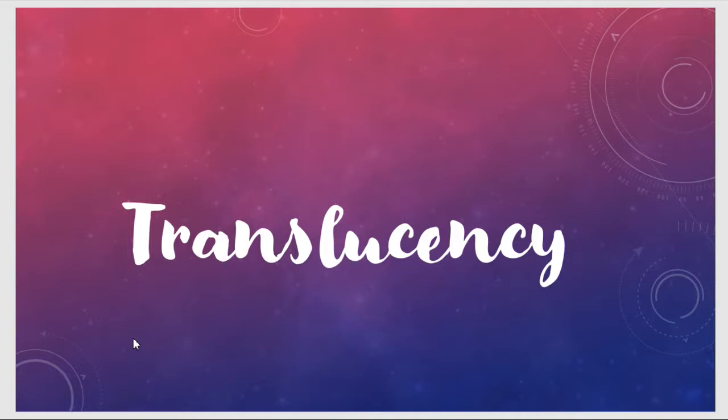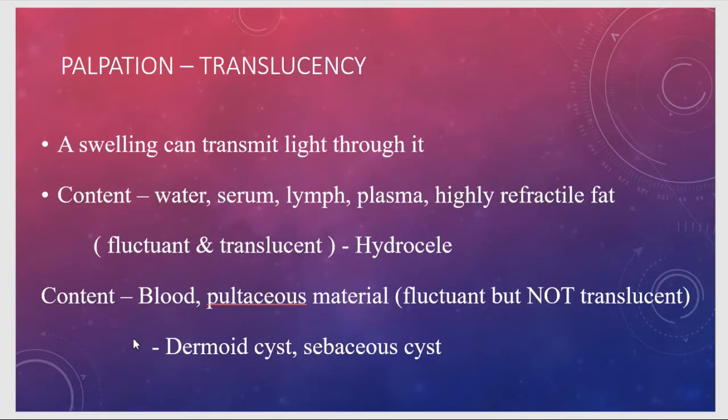Then in this video, the last point we are going to discuss is translucency. A swelling can transmit light through it. A translucent swelling will transmit the light through it, and it is suggestive of the content of the swelling. The content is usually water, serum, lymph, plasma, or sometimes highly refractile fat. All these have a clear fluid. So usually the swelling is fluctuant and translucent, and one example is hydrocele.